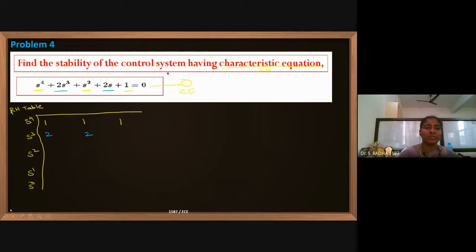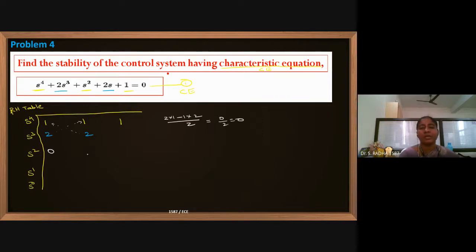Now we have to go with further calculation. So it is 2 into 1 minus 1 into 2 divided by 2. You know how I am doing it. 2 into 1 minus 1 into 2, divided by 2. So this is 0 by 2. The value is 0.